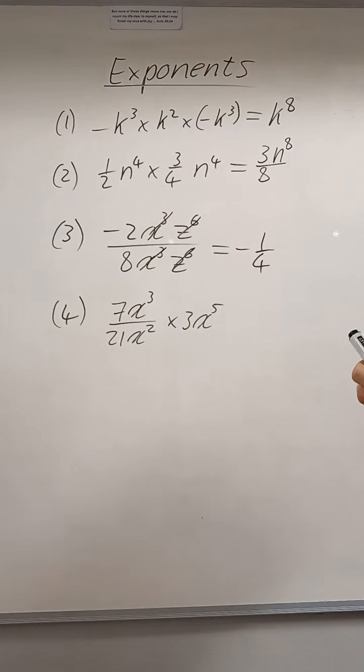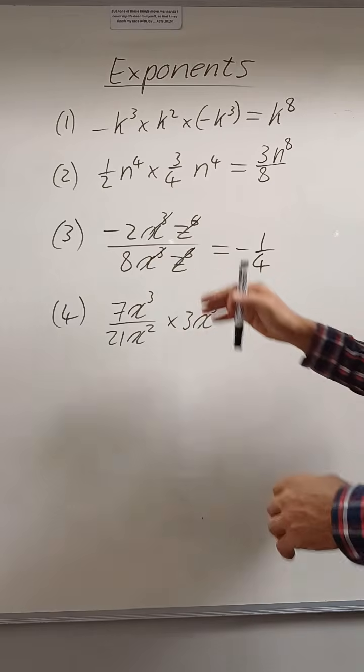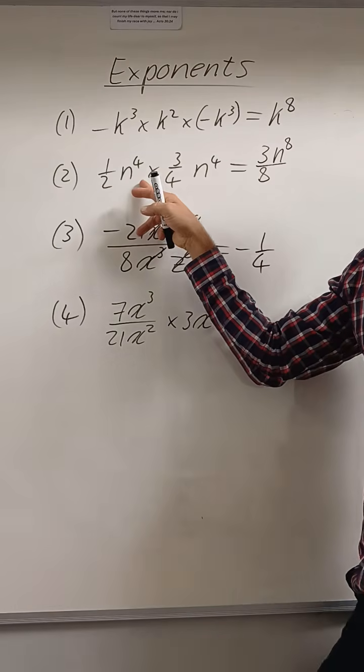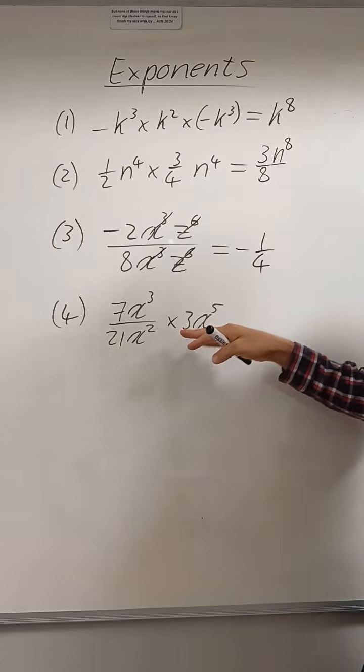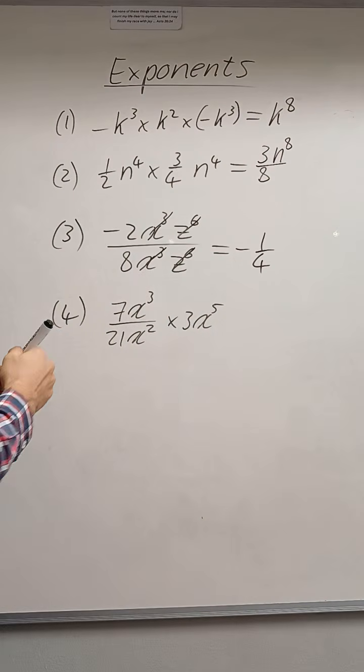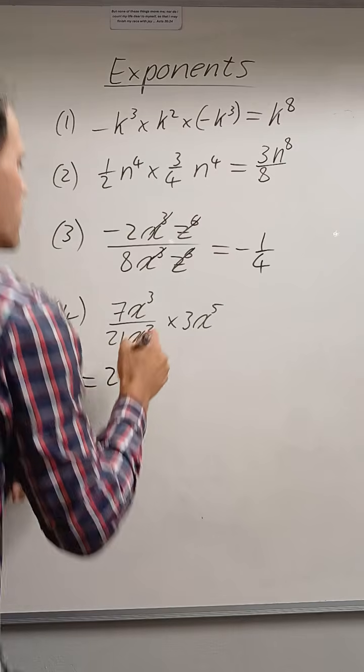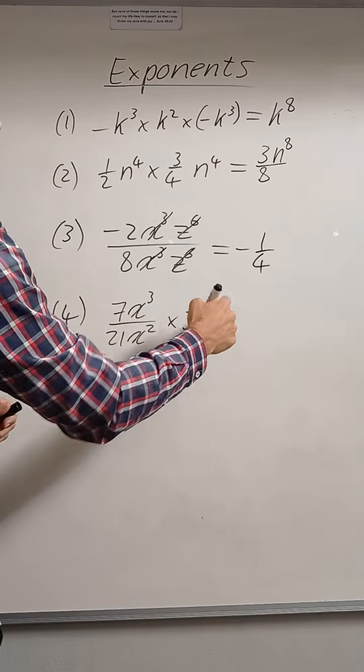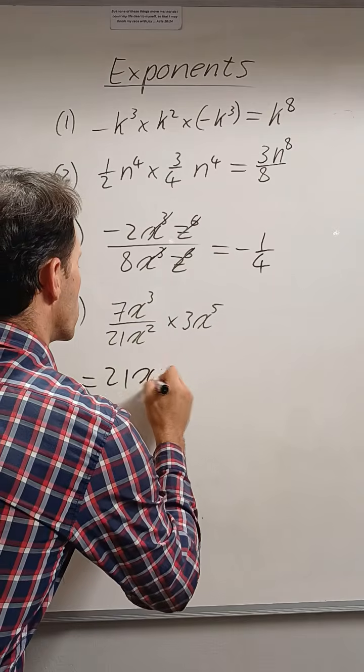Okay, this last one. First you can do again what we said here. Anything next to a fraction goes to the top. So this part goes to the top. Okay? So what is 7 times 3? It's 21. What's x to the power 3 times x to the power 5? It's x to the power 8.